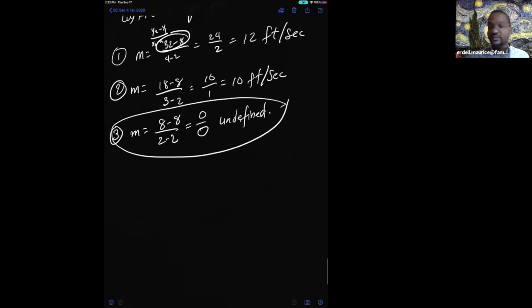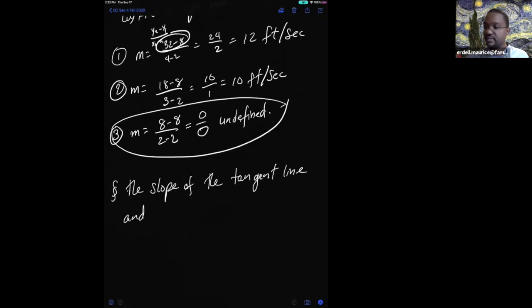And so that takes us to the slope of the tangent line and the instantaneous speed. That's your rate of change.